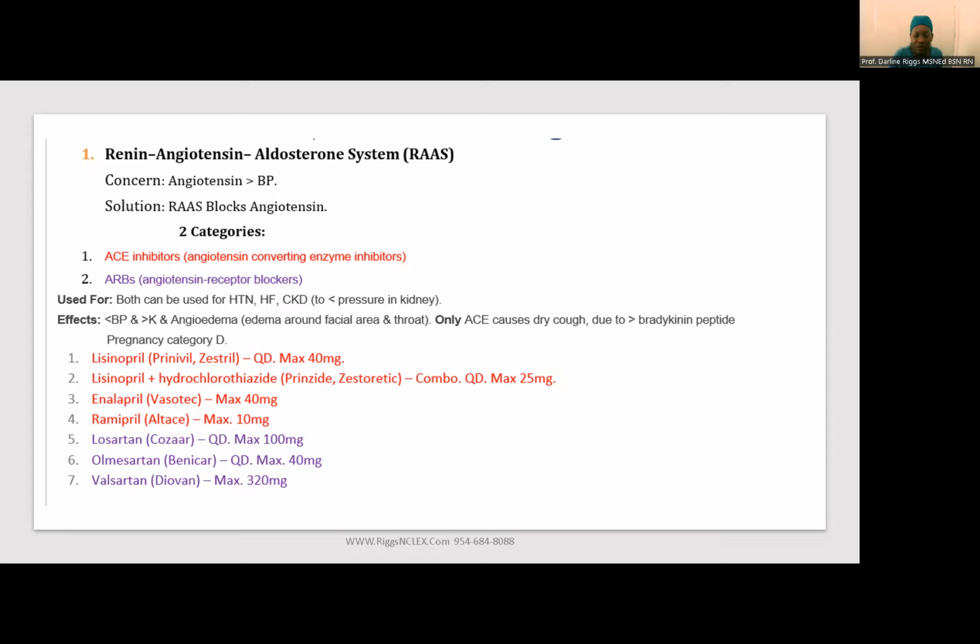Okay, so both can be used for hypertension, which we're talking about, heart failure, and chronic kidney disease. If the blood pressure is due to increased pressure in the kidney, this is going to decrease the pressure in the kidney. So your RAS, which are your ACE inhibitors, angiotensin converting enzyme inhibitors, or ARBs, angiotensin receptor blockers, are going to block angiotensin to lower the blood pressure.